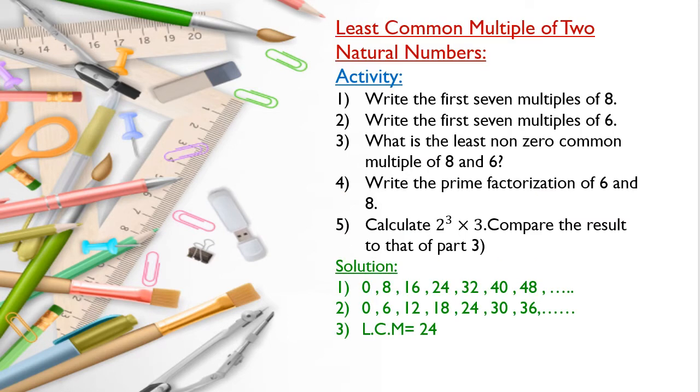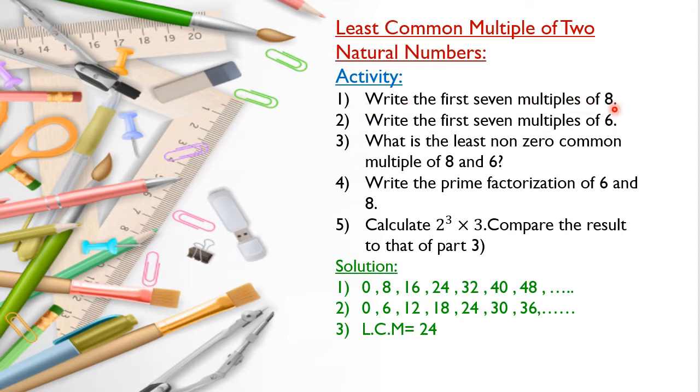Now we are going to explain a new idea, which is the least common multiple of two natural numbers. The least common multiple, its abbreviation is LCM. Here is a small activity. In part 1, write the first 7 multiples of 8.